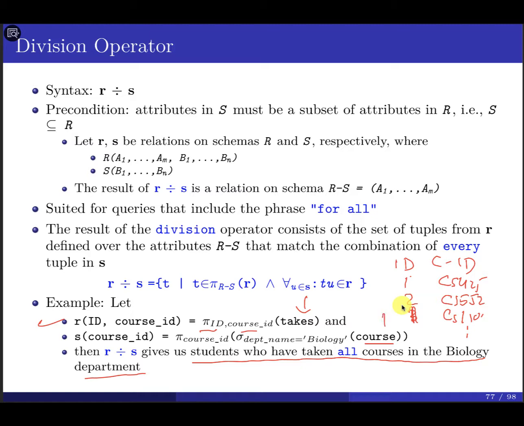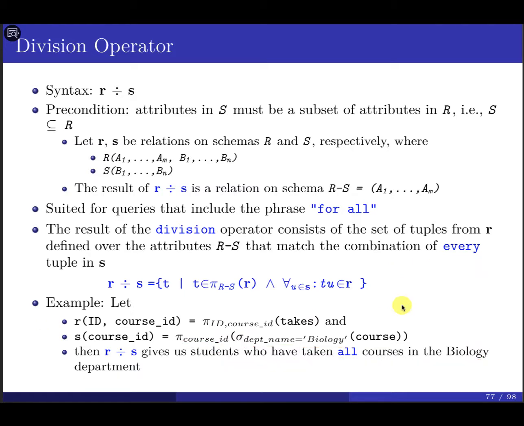Then I'm going to go to the course relation, which contains information about the courses offered by every single department. Then I select all the tuples that satisfy the condition biology. So I list all the courses offered by the biology department, and I need only the course ID. So here we have two relations. One contains all the courses taken by the students. The second contains all the courses offered by the biology department.